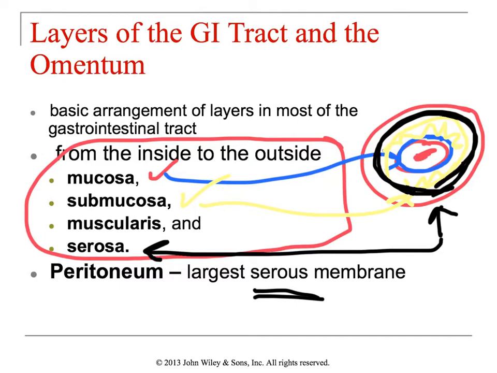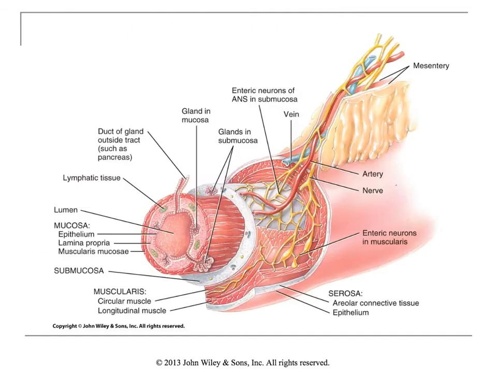That's the order of all the layers, and that's a common theme from the mouth all the way down to the anus. Okay, so here's the picture from the book that's got a lot on it. Serosa is the outside layer. It has epithelial tissue, it has areolar tissue, so it's this region right in here. It goes all the way around.